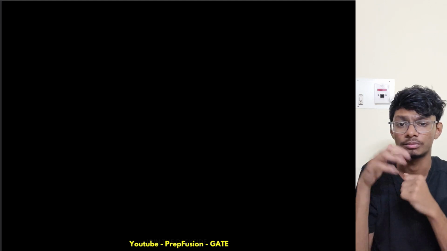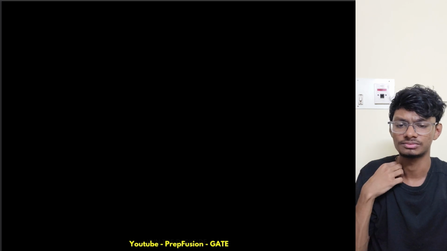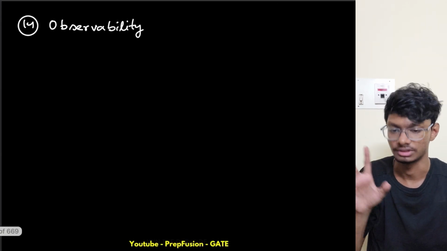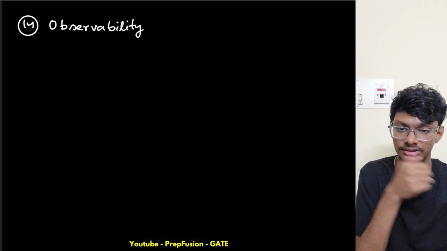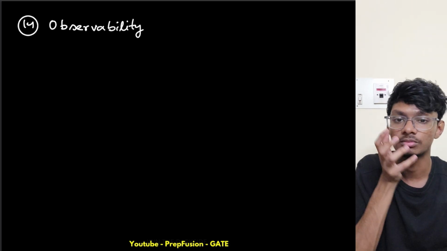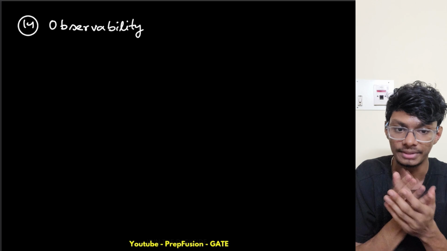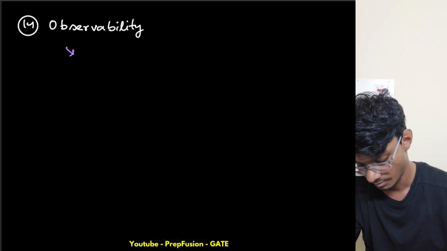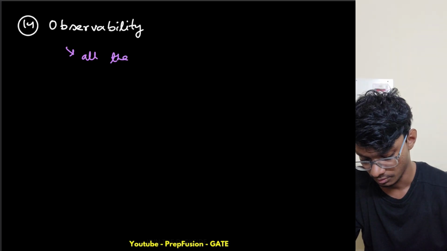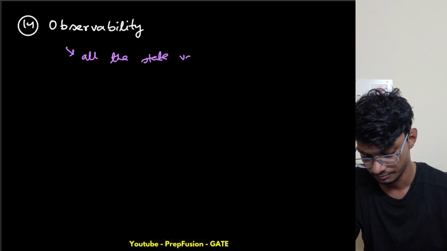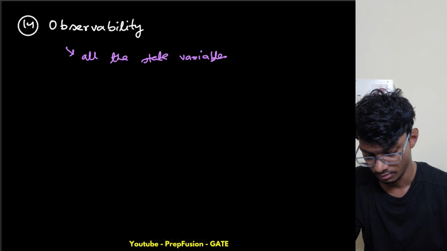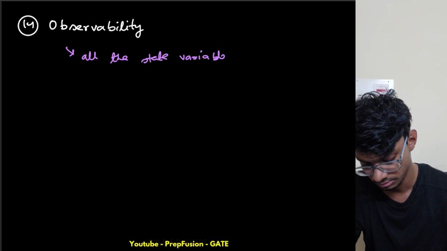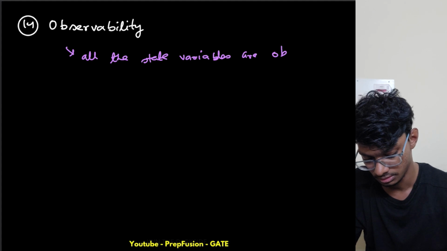Now, this we use in observability also, but before that we learned a bit of pole zero cancellation. So what is pole zero cancellation? Before that, let me finish the observability, then I will explain the pole zero cancellation. So what does observability mean? Observability means all the state variables are observable to the output.